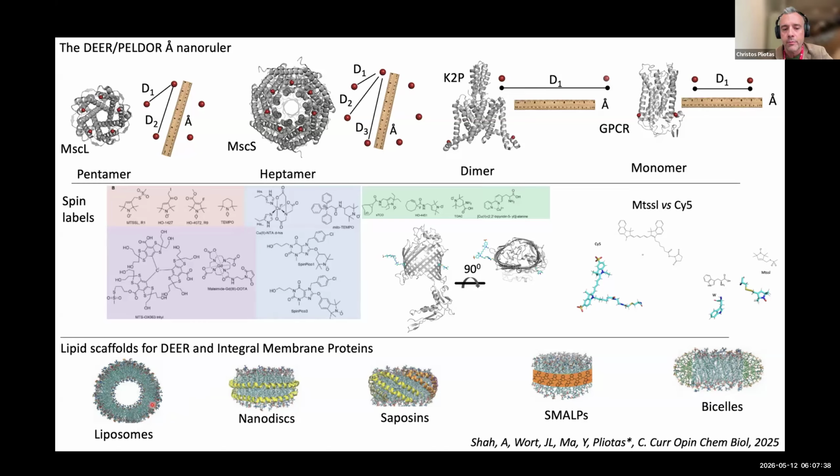So you can do, for instance, liposomes. You can do nanodiscs with the MSP apolipoprotein. You can do saposins and also SMALPs. And the talk today will focus on SMALPs and also bicelles.